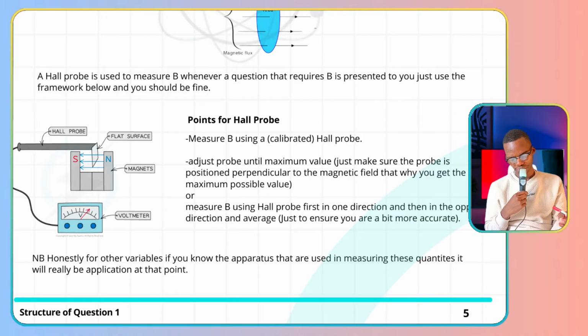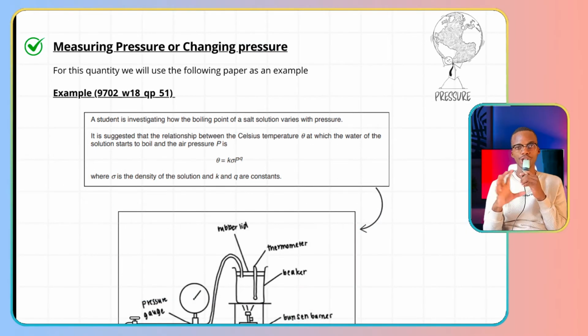And honestly, for other variables, if you know the apparatus that is used in measuring these quantities, it really just becomes application at that point. The last thing that we're going to cover in this video is measuring or changing pressure. For this quantity, we'll use the following paper as an example: Winter 2018, question paper 5.1. I recommend you check that out.